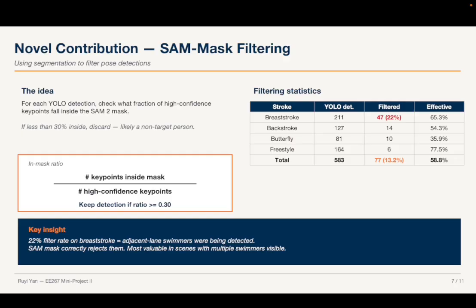I manually inspected those 47 filtered samples. They were exactly the non-target persons I expected. The key insight: SAM2 and YOLO have complementary failure modes. Combining them is stronger than either alone.